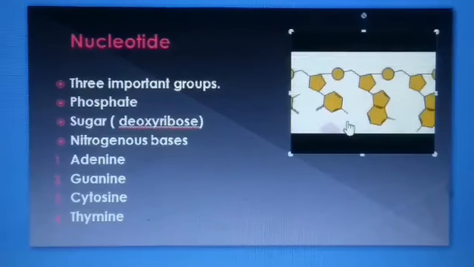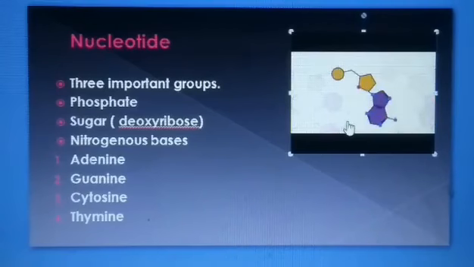Now this is the basic structure of a nucleotide. You can see that it carries three important groups: the sugar, phosphate and the nitrogenous bases. The sugar molecule present inside the nucleotide of DNA is called deoxyribose, which is a 5-carbon sugar that belongs to the pentoses.